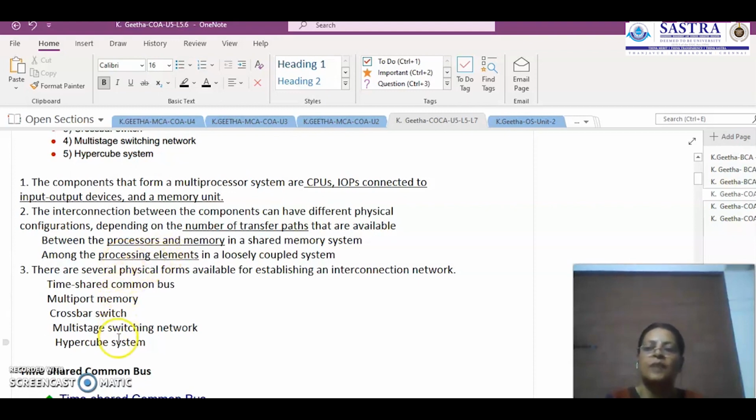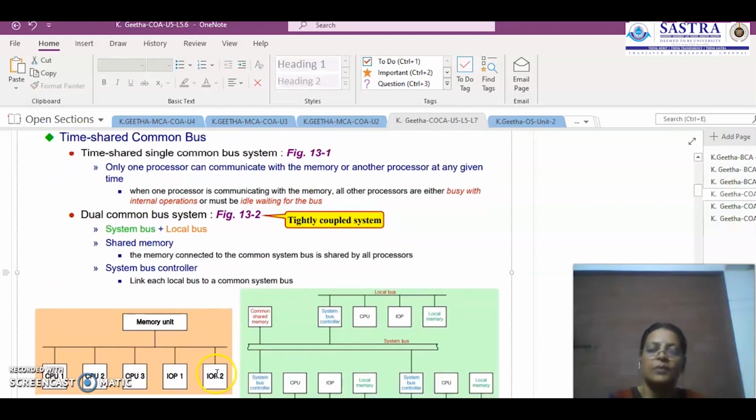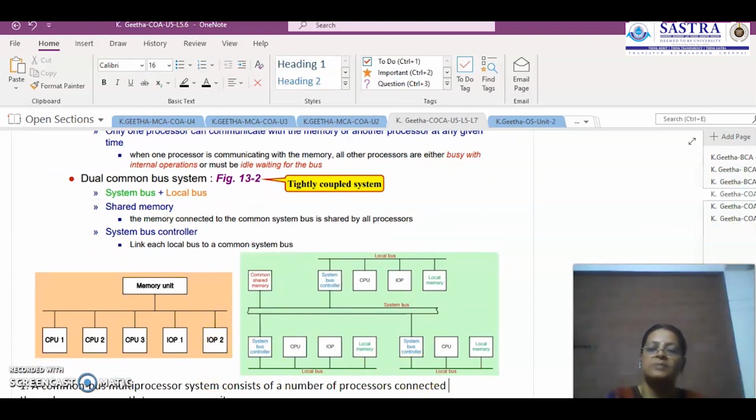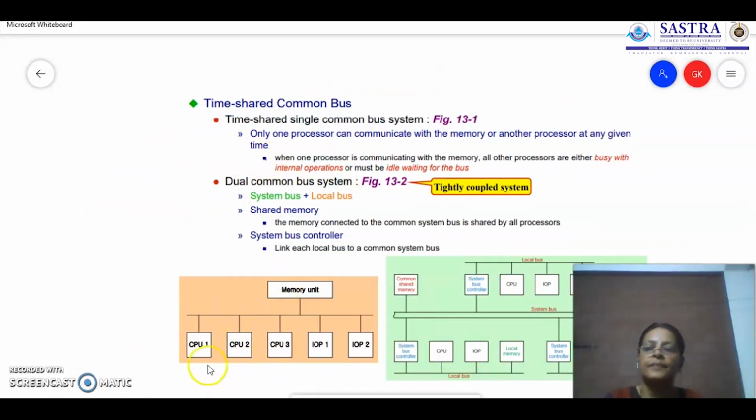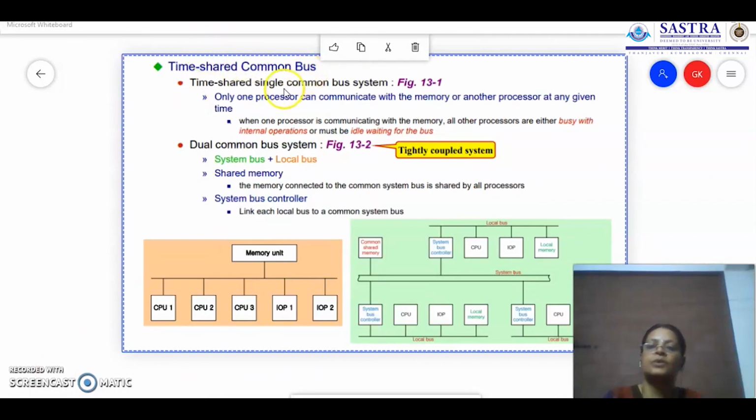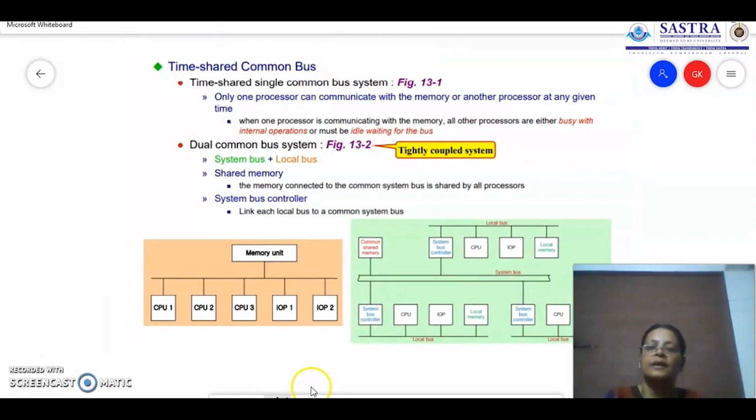The different forms of networks, as I listed in the previous slide, are listed here, and we will see them one by one. To start with, we have the time shared bus. I think this can be clearly explained from this diagram. The time shared common bus is shown here. We have the bus here, which is going to connect the memory unit, the CPUs and the IOPs.